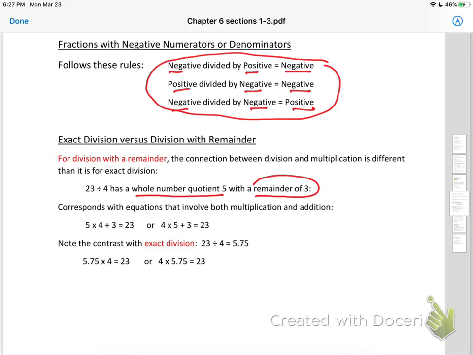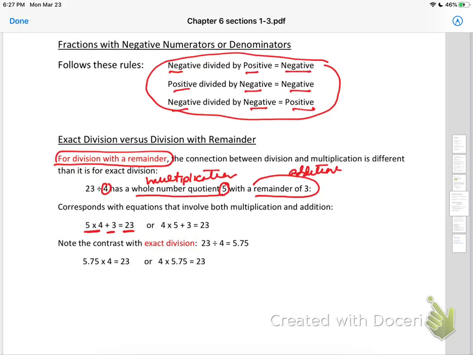Okay, so look what's happening here. So in order to get this back, what would I say? I would say 5 times 4, here's this 5 times this 4, plus 3 more gives me 23. Okay? So I have 2 operations going on there. The remainder is the addition part of the operation. The whole number is by virtue of multiplication.